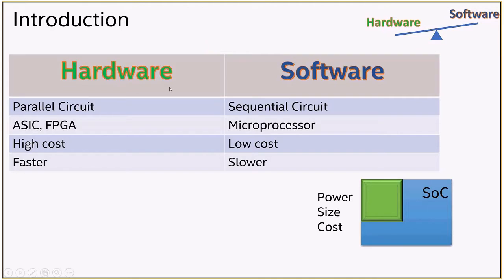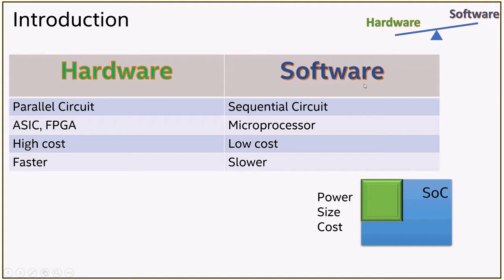What is hardware? Hardware is a parallel circuit which can do a lot of operations at any given time, in parallel. Examples are ASIC and FPGA, field programmable gate array. These are integrated circuits, asynchronous and synchronous. Hardware is high cost, however it can give you a faster result, and it can do a lot of operations at the same time.